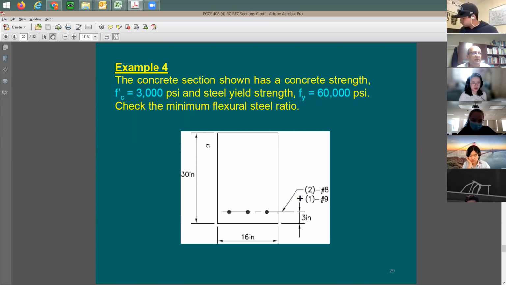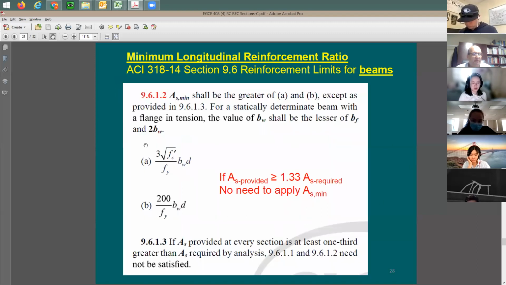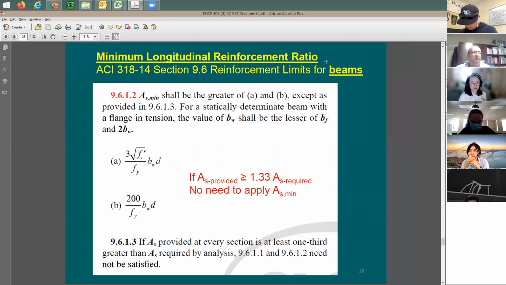And the question is, we need to check the minimum flexure steel ratio. Flexure means like for bending. I'm going to go back here one slide, just to confirm what we have read in this slide. Minimum reinforcement for bending, for beams, and it's going to be only for beams. For example, footings and concrete slabs are also exposed to bending, but these two equations won't apply to them. So this is going to be only in beams. Be sure that you remember this.